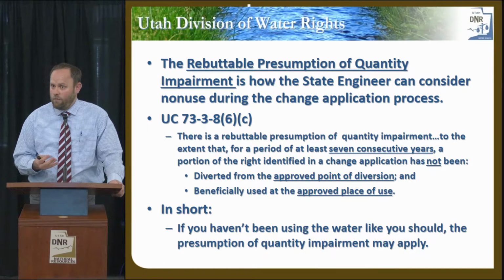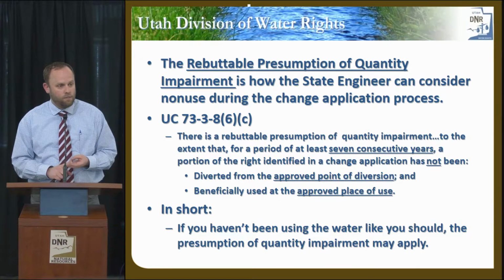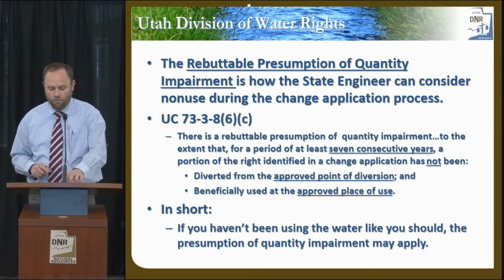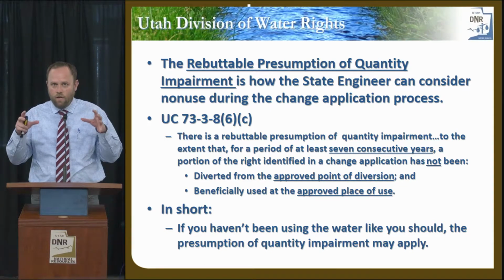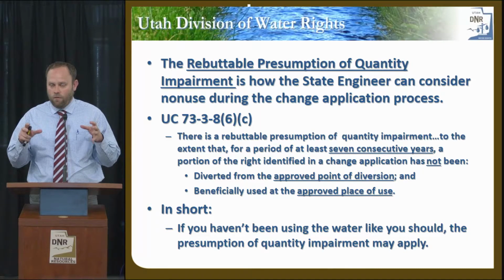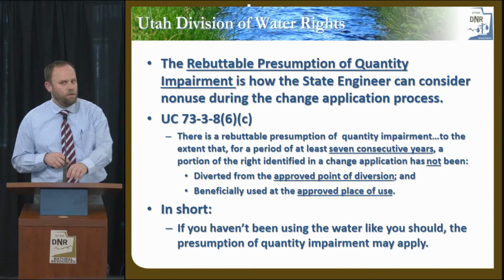And what's quantity impairment? It is a change in quantity, change in timing, or an increase in the depletion. Okay, so that's how quantity impairment applies to that junior water right. So this is what defines a rebuttable presumption of quantity impairment. Are there any questions at this point?